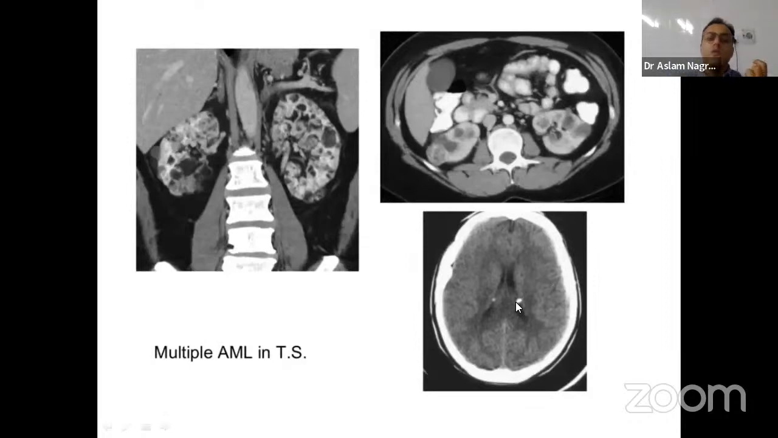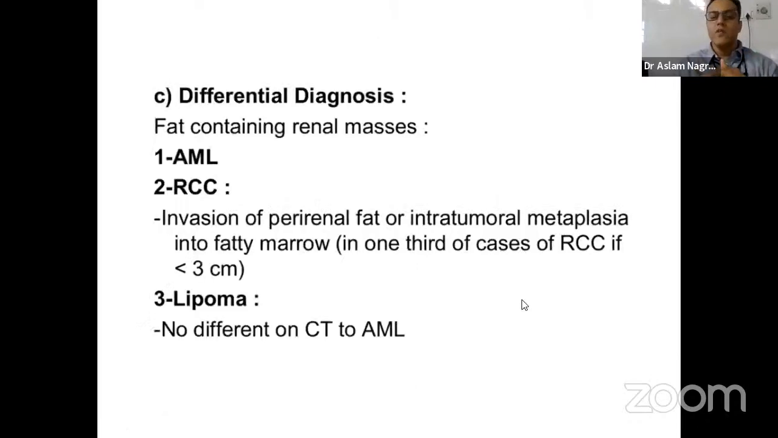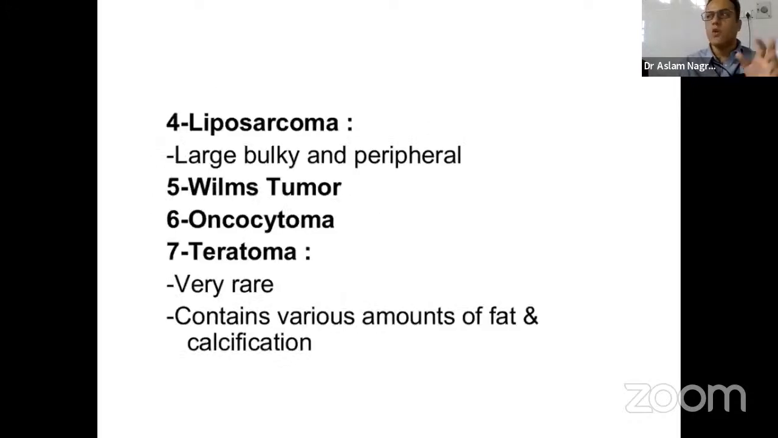How to differentiate? The differential diagnosis could be fat-containing renal masses, AML versus RCC. In RCC, there is invasion of perirenal fat or intratumoral metaplasia into fatty marrow, and in one-third of cases of RCC, if less than 3 cm. Lipoma is no different on CT from AML. How do we differentiate AML and lipoma on CT? We cannot differentiate. Then there are cases like liposarcoma, which also contain fat. Wilms tumor also contains fat. Sometimes oncocytoma also contains fat. Teratoma very rarely contains fat.